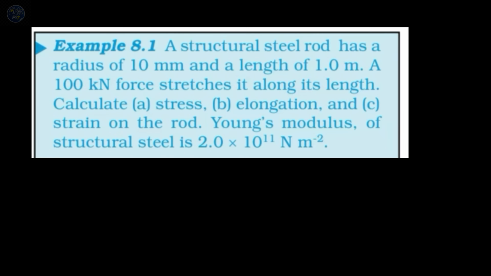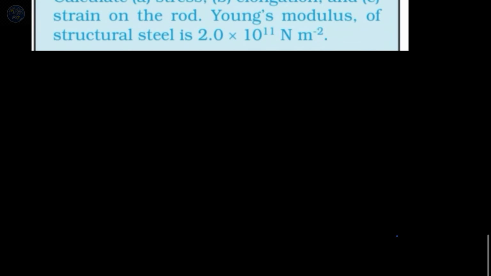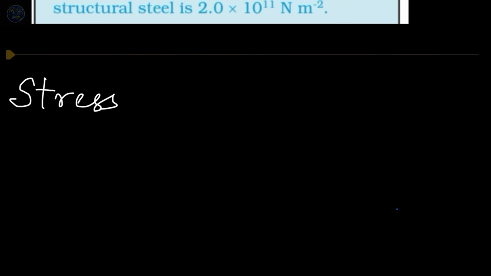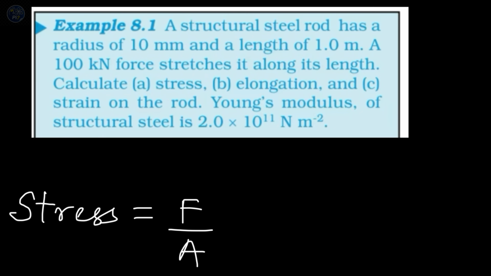So here we can see that the steel rod is being stretched. If it is being stretched, then it is under tensile stress or longitudinal stress. So how will we calculate stress? We note the definition of stress. By definition, stress is defined as restoring force divided by cross-sectional area. What is the restoring force? If the applied force is 100 kilonewton, then the restoring force will also be 100 kilonewton.